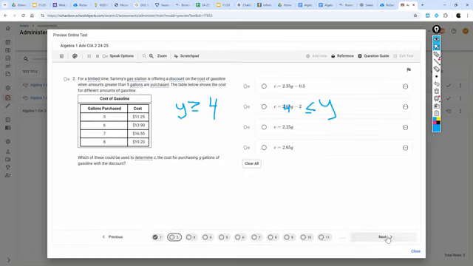Okay, next question. For a limited time, Sammy's gas station is offering a discount on the cost of gasoline. When amounts greater than 5 gallons are purchased, the table below shows the cost for the different amounts of gasoline. So we have this table here, and we have to see what the difference is between $13.90 and $11.25.